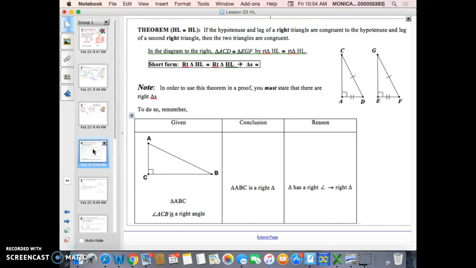And basically what it says is that if you know that there's a right triangle, and you know a leg is congruent in both triangles, and you know the hypotenuse is congruent in both triangles, you can say both triangles are congruent. And if you're given that information, you can say that a triangle is a right triangle. Okay, so this will be your given conclusion.